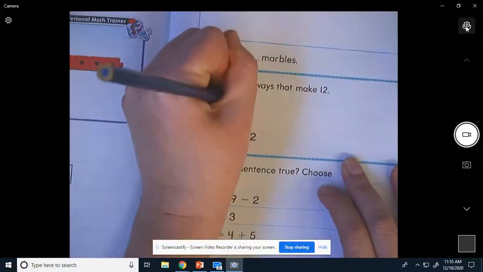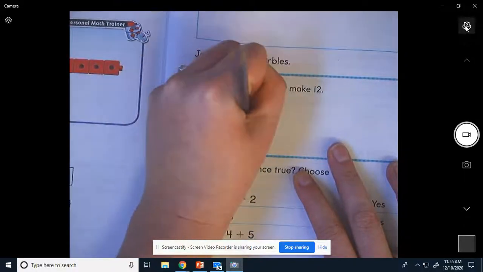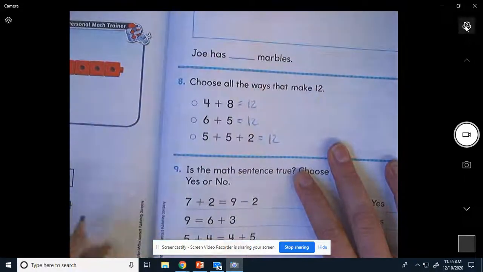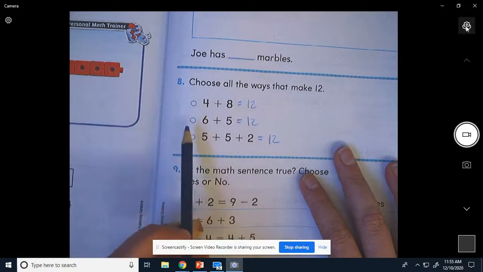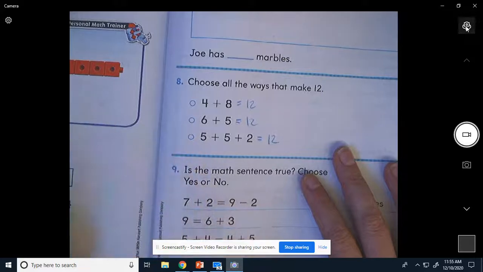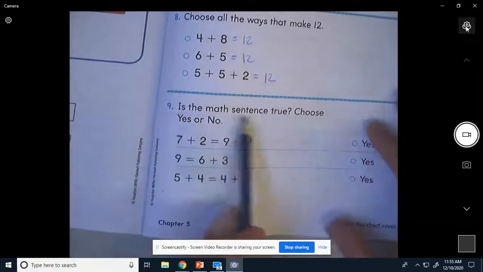Choose all the ways that make 12. So we're going to see if these equal 12. Okay? If they equal 12, you're going to color in the dots. Okay? If they don't equal 12, you don't color them in. Is the math sentence true?